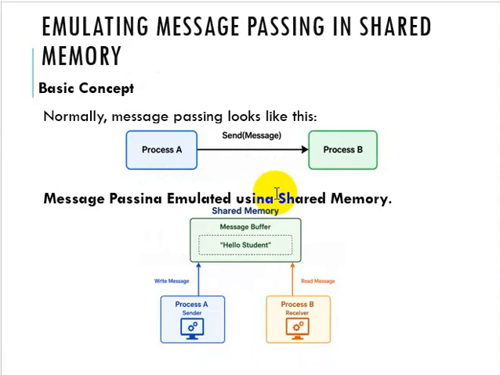This diagram compares the traditional approach with the shared memory approach. In a distributed system, messages travel through a network, but in a single computer, we can avoid network communication completely by storing the messages in the shared memory. This makes communication much faster.